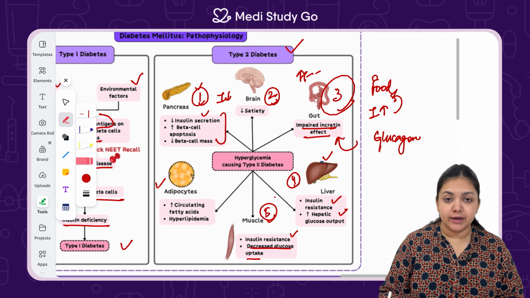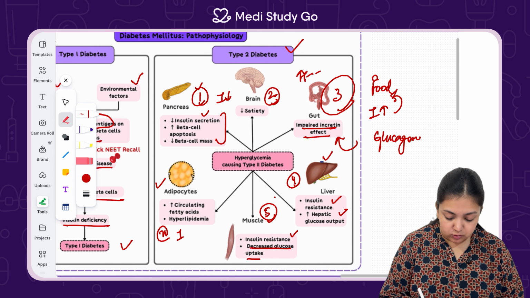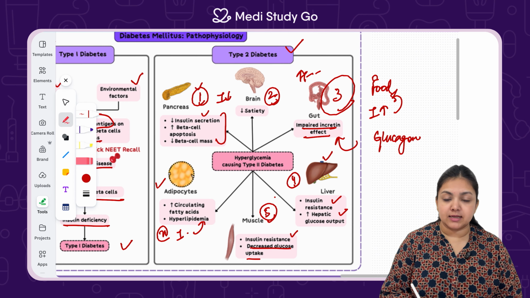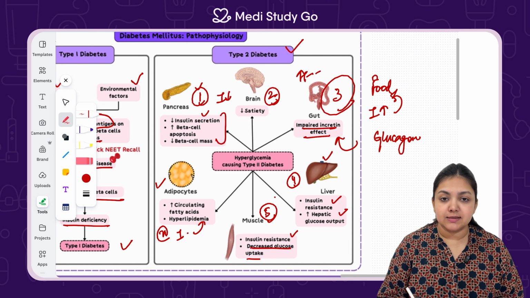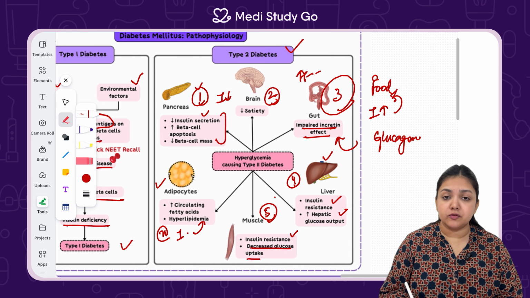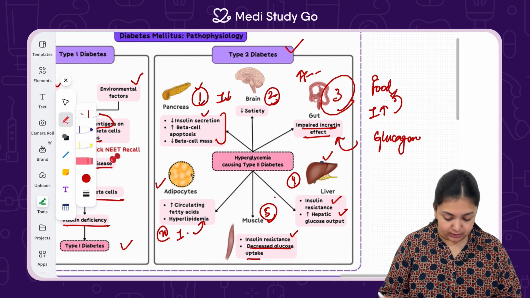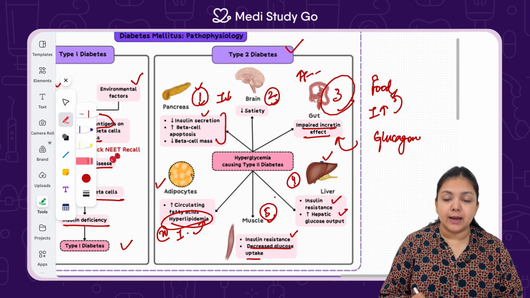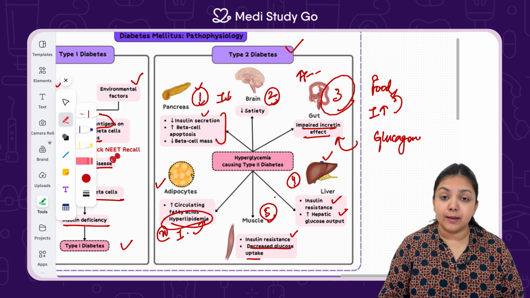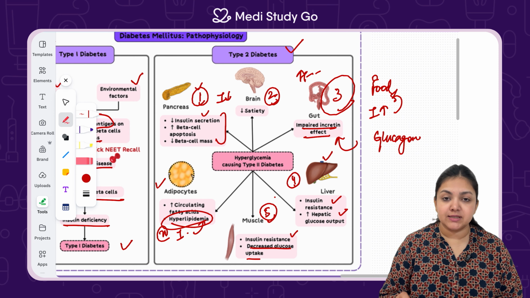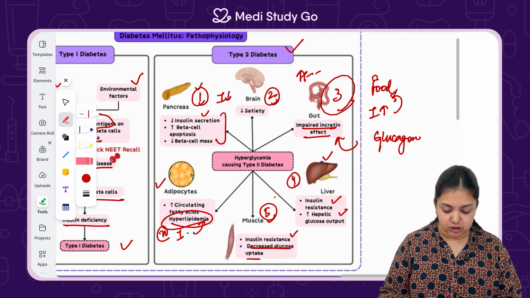Lastly, if we talk about adipocytes, normally the insulin which is present breaks down fat cells and fatty acids, which decreases the presence of fatty acids in the body. But if the insulin is less in amount, the fatty acids will not be absorbed or metabolized. Therefore, the circulating fatty acids will also increase, which leads to a situation of hyperlipidemia. So this is how type 2 diabetes mellitus manifests and progresses pathophysiologically.